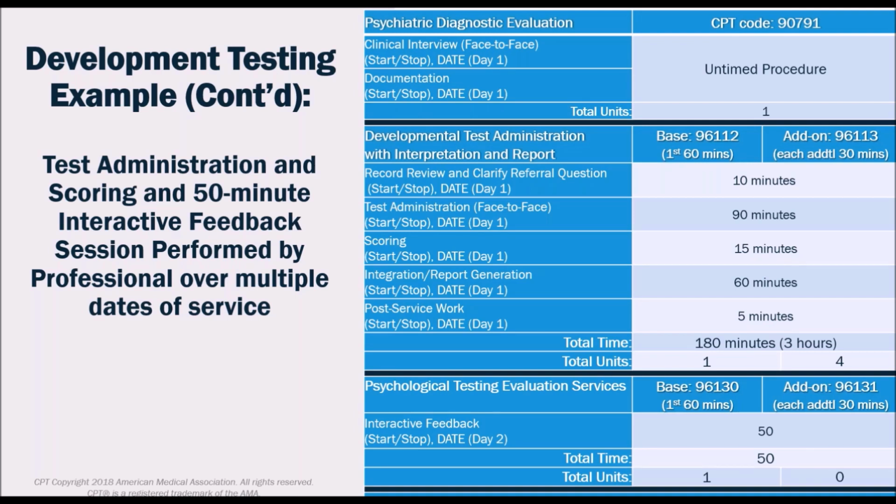And then as you go down, we have some work that is also happening on day 2, and that's for the interactive feedback session. Again, that's typically going to occur on a different day. And for that, we're going to bill, here we have the interactive feedback session occurring in 50 minutes. So you would bill 1 unit of the 96130.